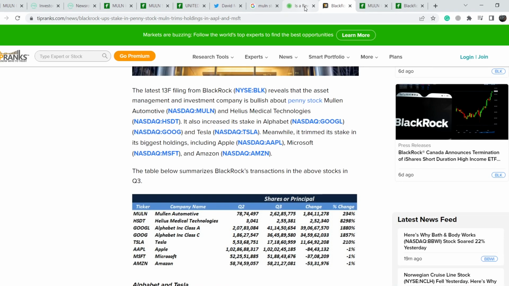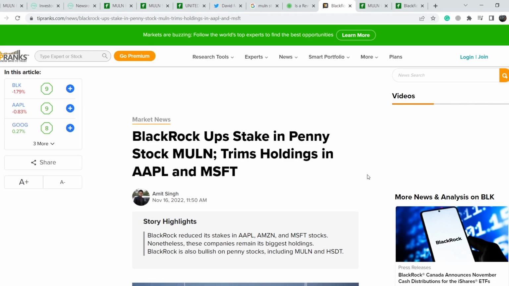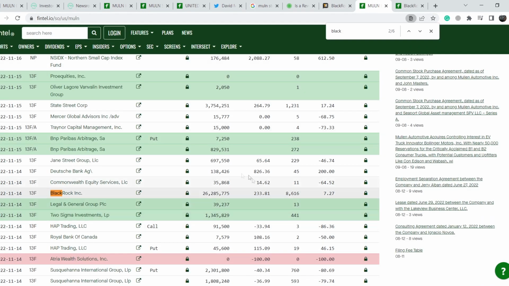Right here we can see, let me show you this article. It was published on November 16th, and it says BlackRock ups stake in penny stock Mullen, trims holdings in Apple and Microsoft. And a lot of people might think that BlackRock believes in this asset, but let me show you again the filing itself. As you can see, they filed this news on November 14th, and they have quite a big value in Mullen. They own about $8.6 million in value.